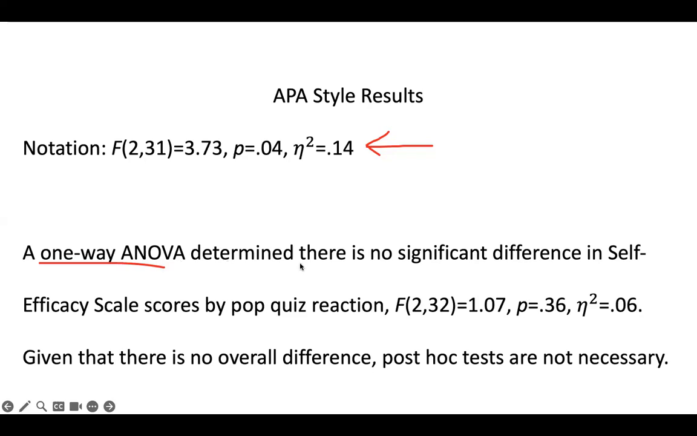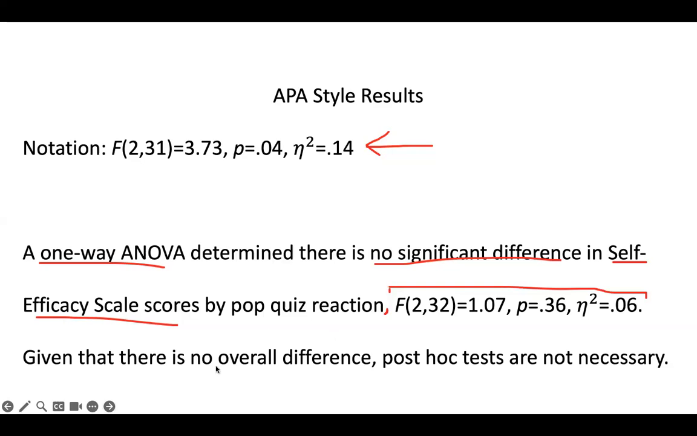And then it determined there is no significant difference. So we're just saying that there's no significant difference. And we want to talk about the dependent variable, so self-efficacy scale scores. And then I use this by pop quiz reaction, but you could always say across the different pop quiz reaction groups. You could even name the groups. So there's different ways you can write that out. And then I like to, as you know, do a comma and then put your APA notation here. It's a really nice, clean way to summarize your results that other people are able to read in your field.